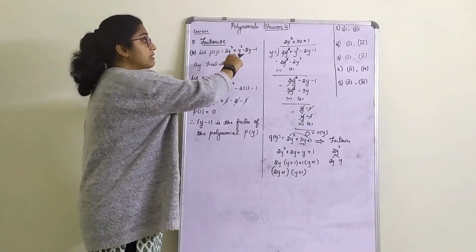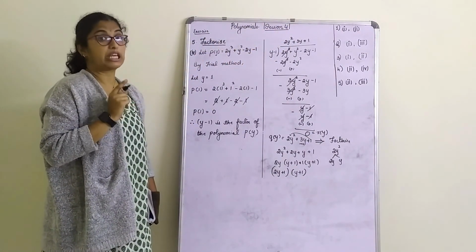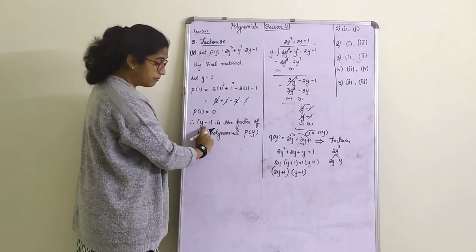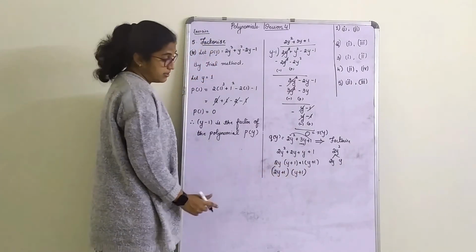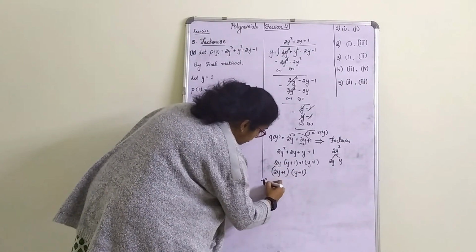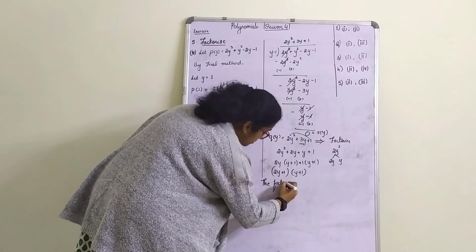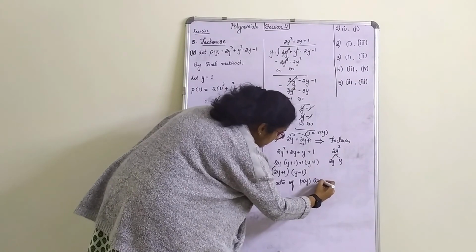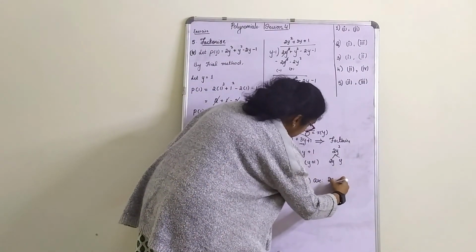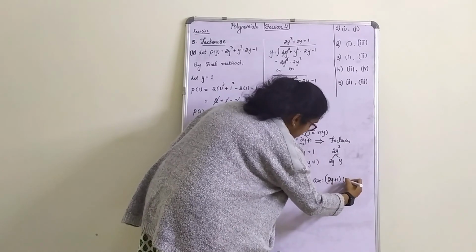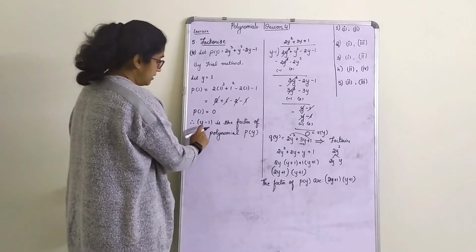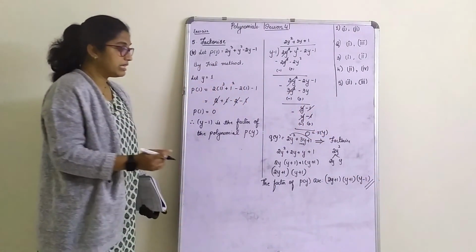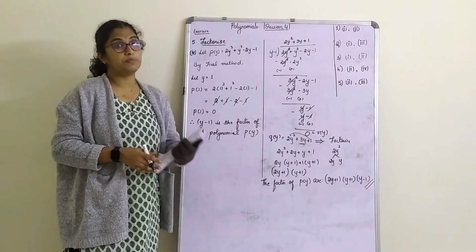Now that quotient is nothing but what you got after dividing the cubic polynomial. So what are the final factors of the cubic polynomial? y minus 1, y plus 1 and this. The factors of P of y are 2y plus 1, y plus 1 and this y minus 1. So these are the three factors of the given cubic polynomial.